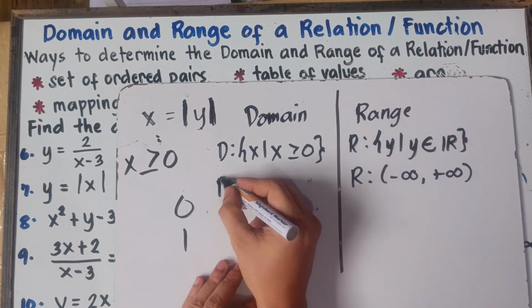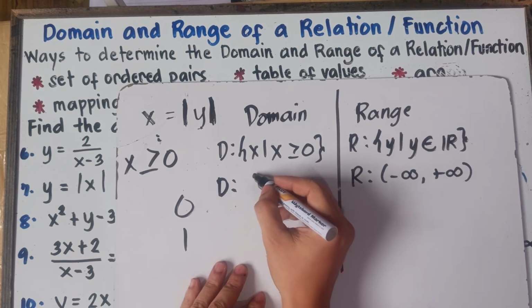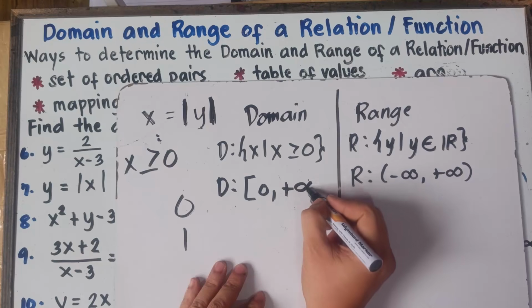Or you can have this one, domain, there would be x greater than or equal to 0. So it would be bracket 0, comma, up to positive infinity.